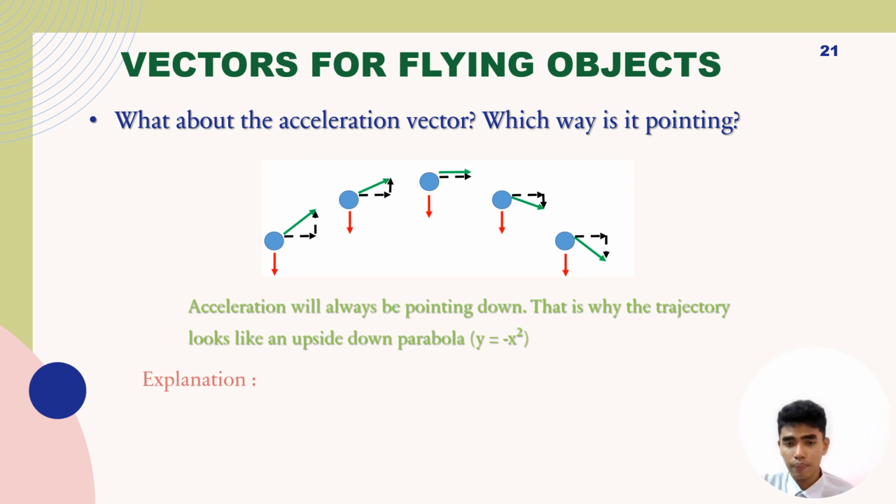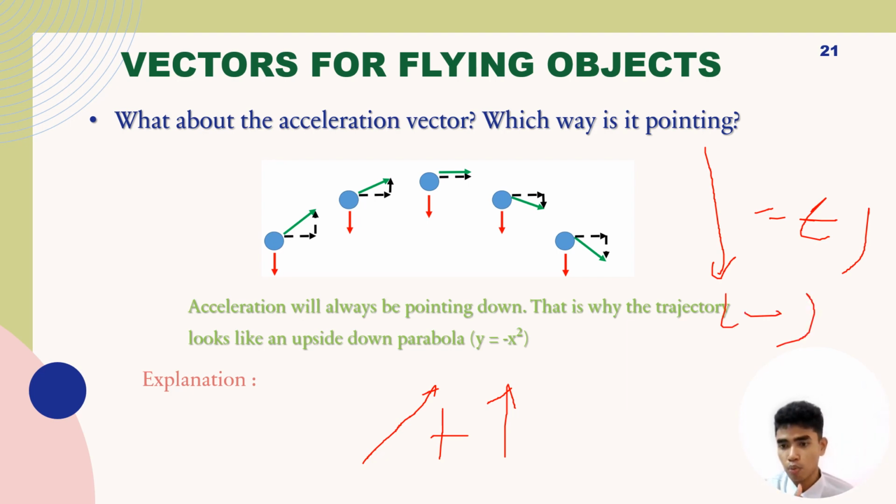But this one, I'm going to explain here. Like I said, the acceleration will always be pointing down. This is why the trajectory looks like an upside down parabola, y equals negative x squared. Why is it equal to negative x squared? Because it is defining the opposite direction of what we want. For example, when we throw a ball, it always goes up, so that's why it is positive. Positive is up. But when it goes down, it's fighting our direction, so it equals negative. So gravity is negative, because it fights the direction that we want the ball to go, which is upwards, but because of gravity the ball goes downwards.